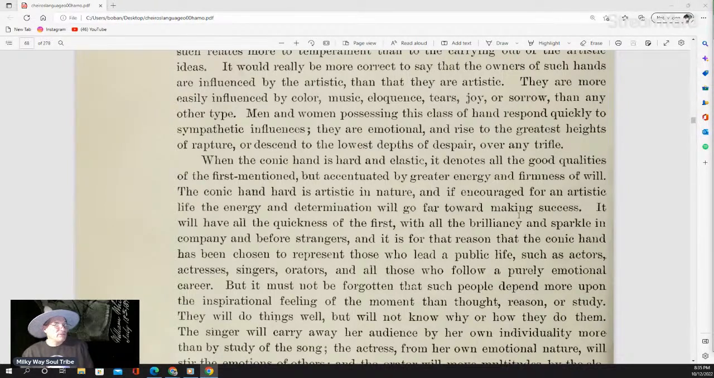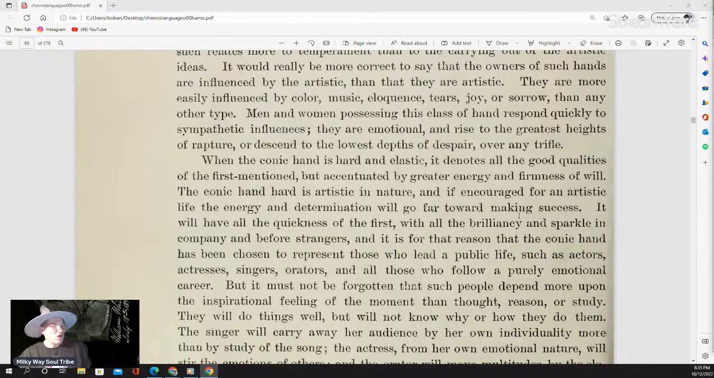And rise to the greatest heights of rapture or descend to the lowest depths of despair over any little trifle. When the conic hand is hard and elastic, it denotes all the good qualities of the first mentioned, but accentuated by great energy and firmness of will. The conic hand, hard, is artistic in nature, and if encouraged for an artistic life, the energy and determination will go far forward, making success.